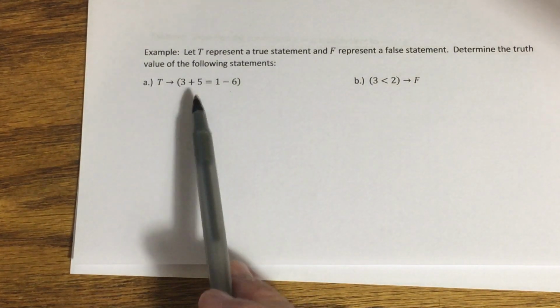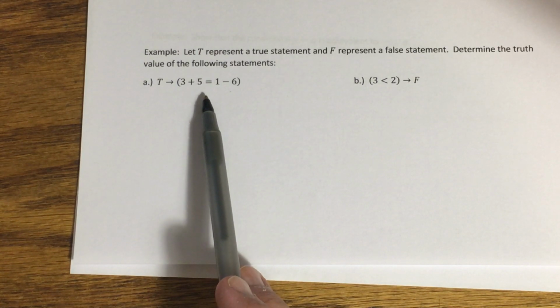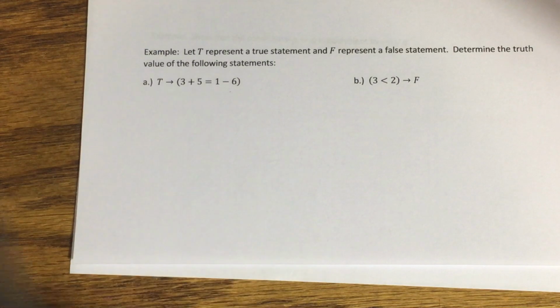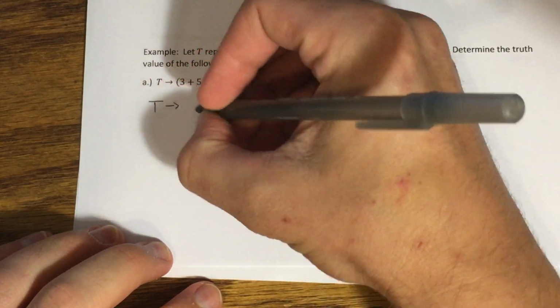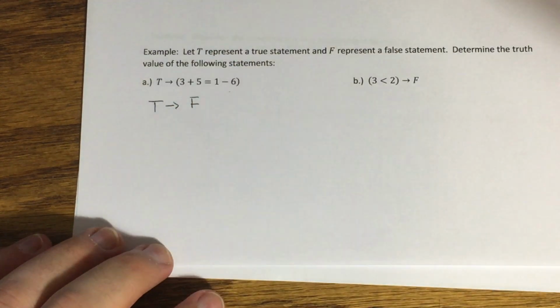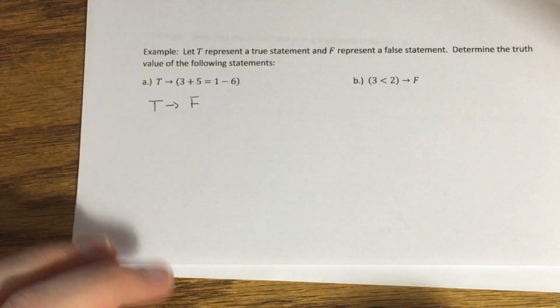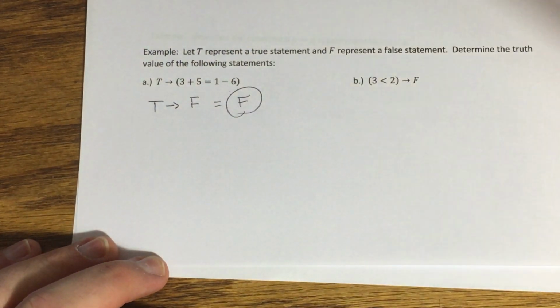It's pretty easy to see that it's false because 3 plus 5 is 8, and 1 minus 6 is negative 5, and 8 is definitely not equal to negative 5. And so this is the same thing as saying a true statement implies a false statement. And that's the one case where conditionals will come out to be false. Okay? So this is false.